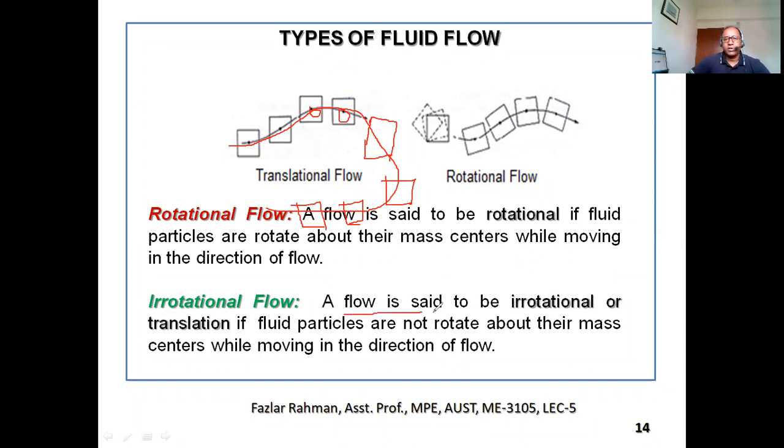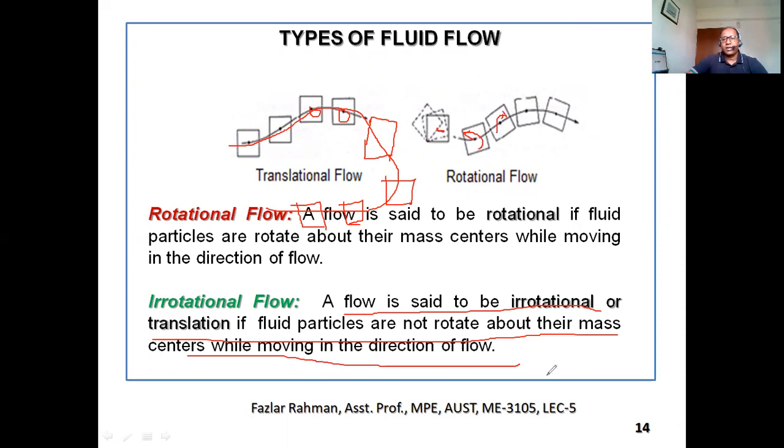A flow is said to be irrotational or translation if fluid particles are not rotating about their mass center while moving in the direction of flow. Okay. Then rotational flow. Look right over here, a fluid particle was right over here at a time. It came over here, over here, over here. If you look carefully, you see in every case it rotated. Right over here, it rotated along this direction a little bit, right? Then coming over here, still it has rotation. It came over here, again it makes rotation in the opposite direction, becomes straight.